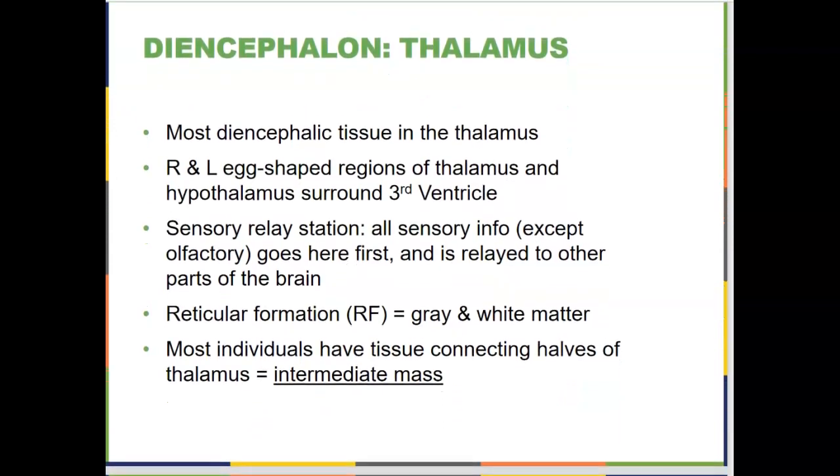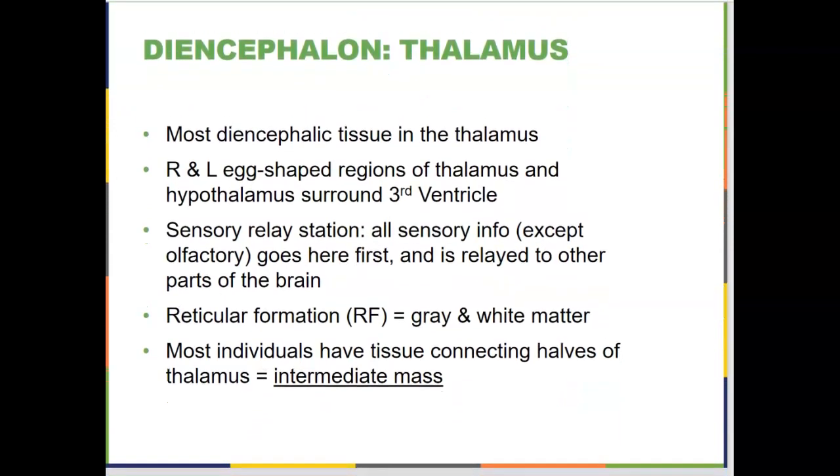So what does the diencephalon do? Let's start with the thalamus. Basically, there's a right and a left side of the thalamus, surrounds the third ventricle, and this is an information relay station. What it does is it has lots of gray matter, so nerve cells, neurons, lots of white matter, lots of axons going to other parts of the brain.